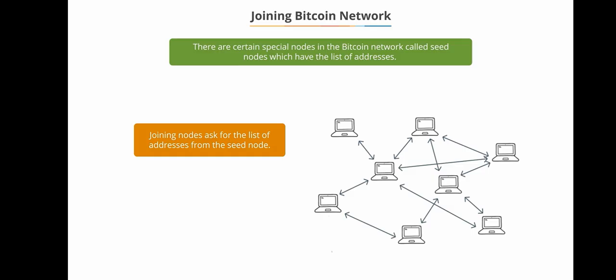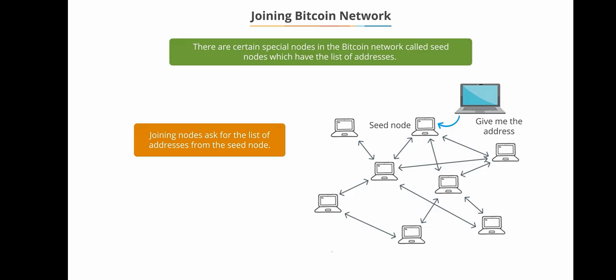The uptime of seed nodes is generally high, and they have several connections to different other nodes. The purpose of these nodes is to be used by nodes that are joining the network for the first time to get a list of other nodes which they can connect to.